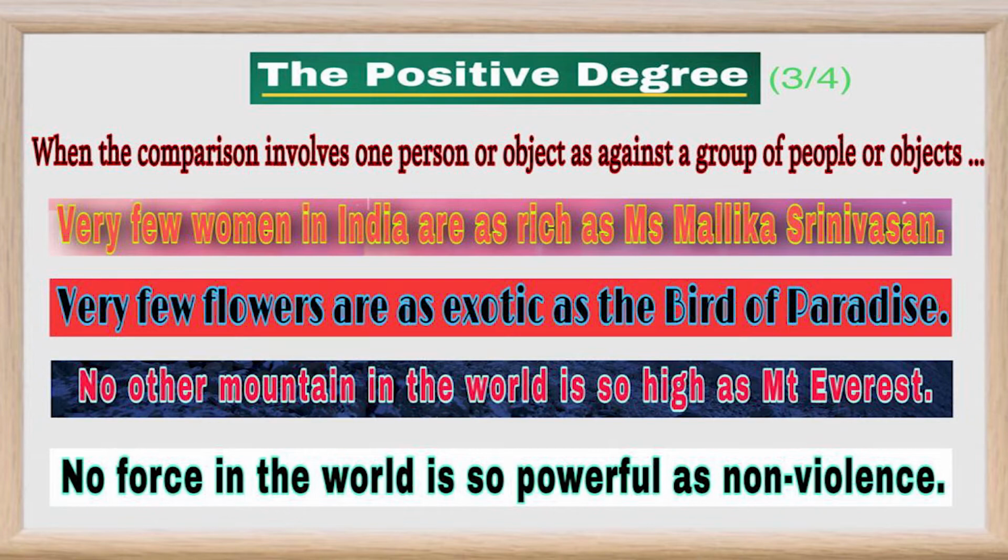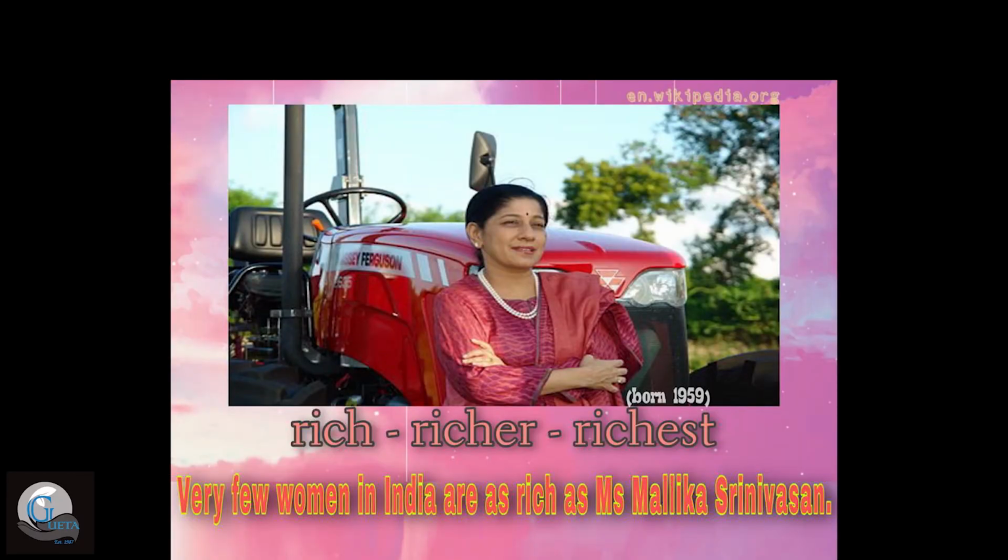Please remember that when the positive degree subsumes three or more persons or things in the comparison, we can change it into the comparative as well as the superlative degree. Let's begin with the first example. The positive degree means that Miss Srinivasan possesses the quality of being rich in the highest degree in comparison with most other women in India.